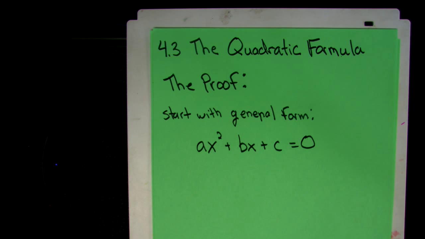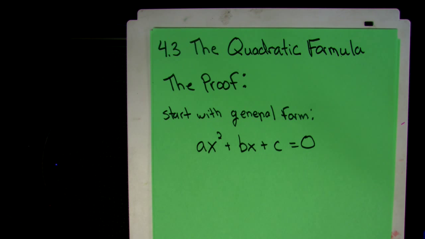Today we're going to talk about section 4.3 in our Algebra 2 BJU Press textbook. So 4.3 is all about the quadratic formula and how we can use the quadratic formula to solve for x in a quadratic equation.